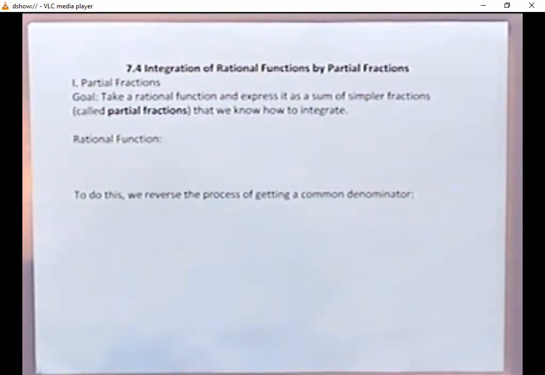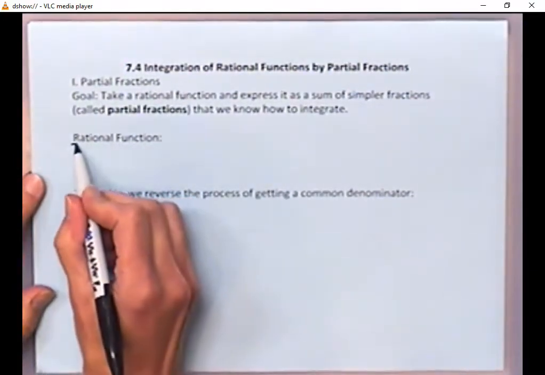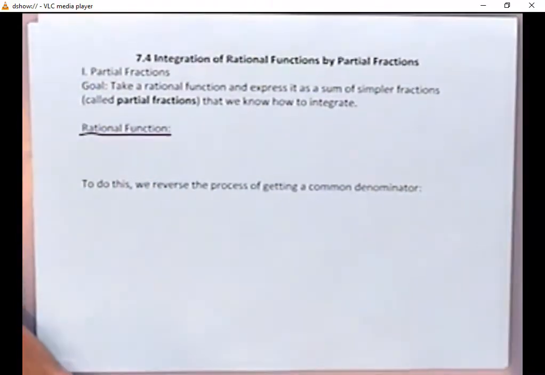So let me give you a little bit of background on this. Our goal is to take a rational function and express it as a sum of simpler fractions, which we call partial fractions, that we actually know how to integrate. Now, does everyone know what a rational function is? What gives that away? Anyone know? Rational function?